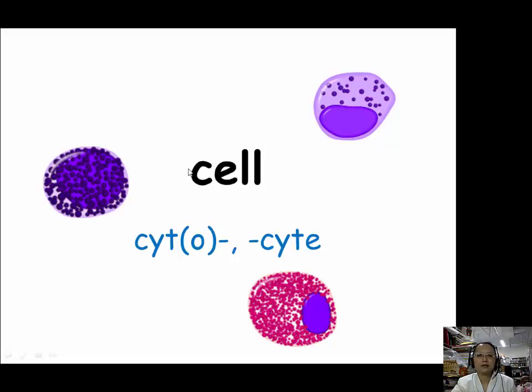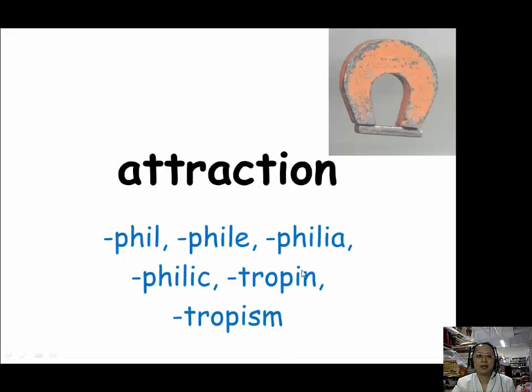For cell, we have one prefix and one suffix: cyto, C-Y-T-O, and cyte, C-Y-T-E. When we want to talk about a phenomenon of attraction, we have many suffixes to use: phil, P-H-I-L, and phile, P-H-I-L-E, philia, P-H-I-L-I-A. Usually this suffix is describing abnormal attraction.